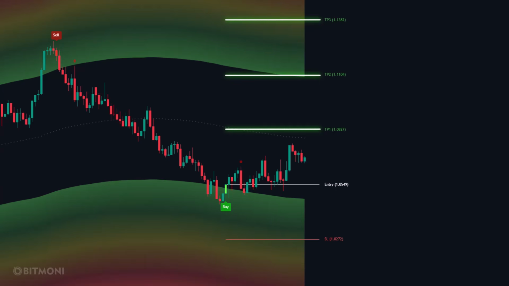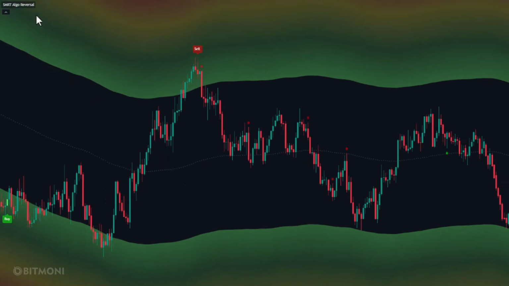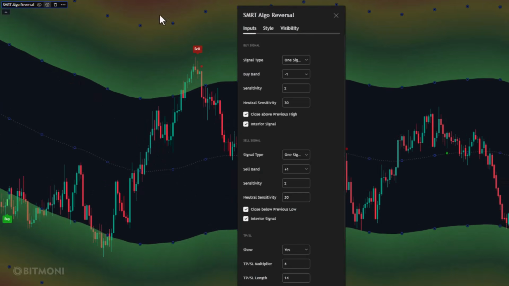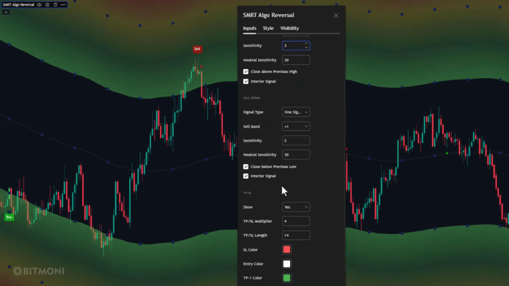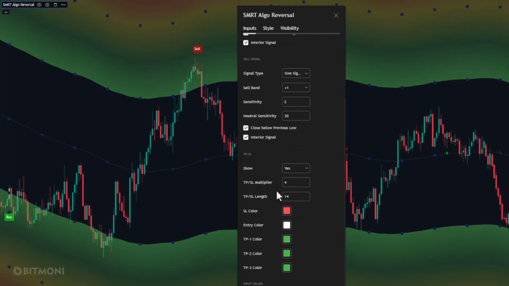The indicator is highly customizable to fit various trading styles. You can click on this gear icon to open the settings. Here on the input section, you'll find a range of configurable options tailored to your trading preferences. For example, under the buy signal settings, you can adjust the signal type, buy band, and sensitivity. The sensitivity setting controls how responsive the indicator is to market movements. Higher values generate more frequent signals, while lower values produce fewer but potentially more accurate signals. These same settings are available for sell signals as well. Down here, you can also customize the TP and SL levels.